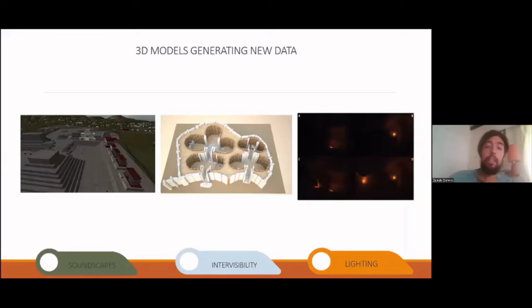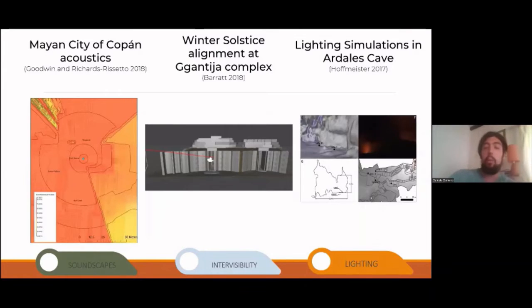These are images of 3D modeled sites from some of my favorite research studies which deal with modeling software. These models were then used to generate new information. On the left, you can see the results of acoustics experiments exploring sound propagation in reconstructed Copán's main civic and ceremonial complex. In the middle, 3D modeling can also help import reconstructions into software that can confirm the winter solstice alignment at the Ggantija's entrance in Malta.